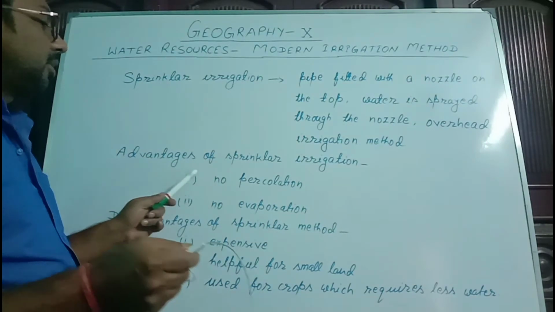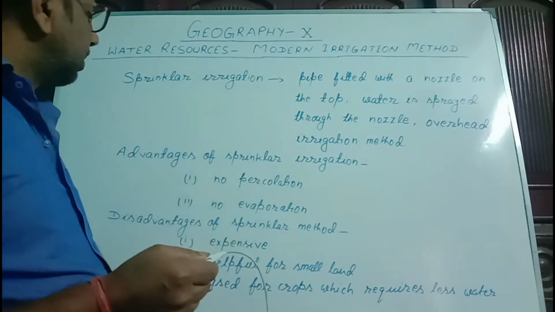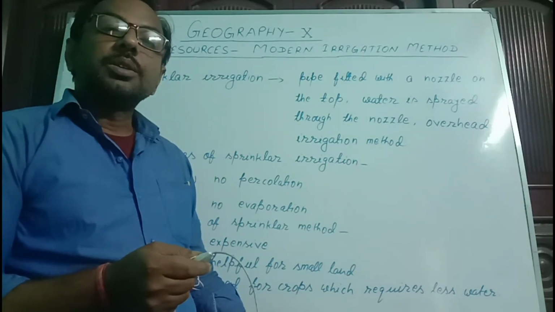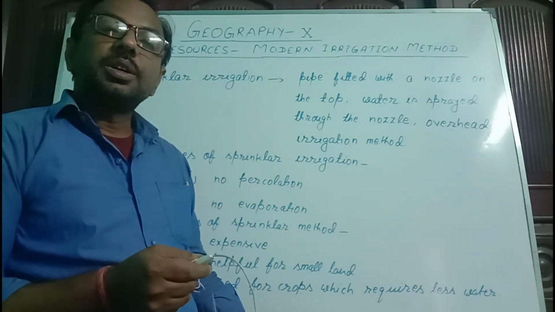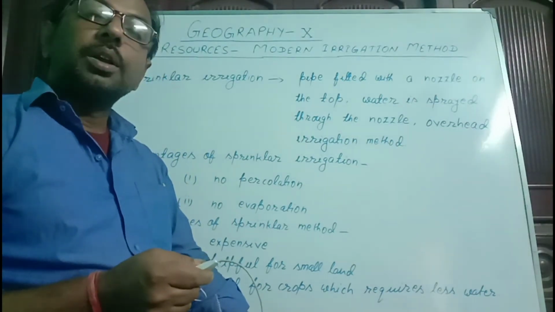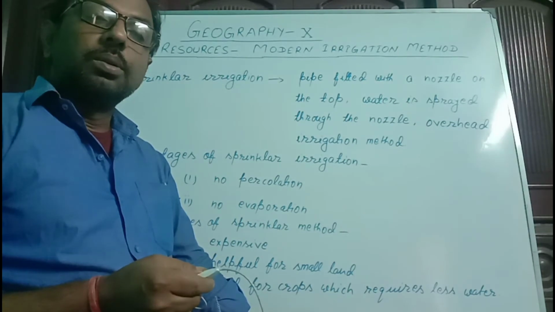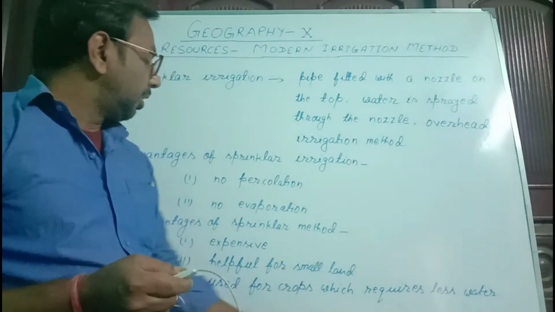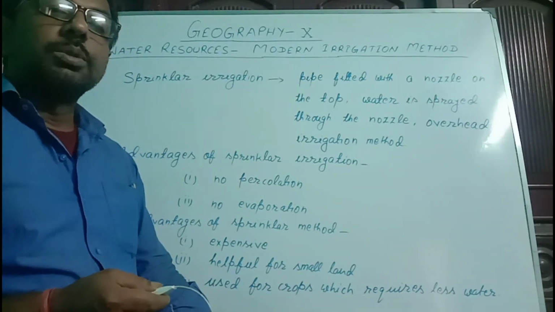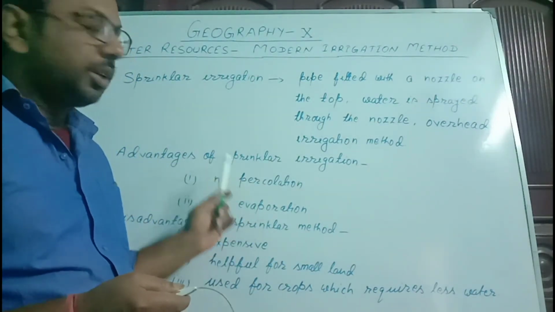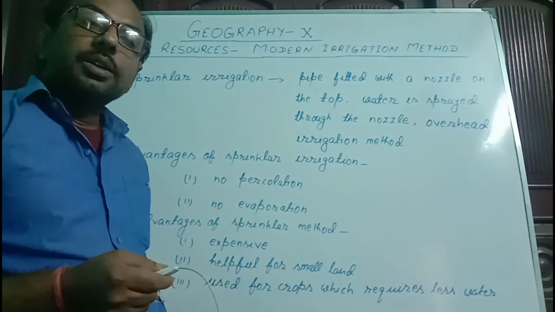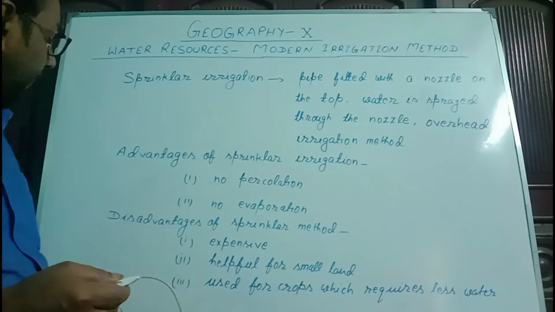Now we see the advantages of sprinkler irrigation. There is no percolation of water because the right amount of water is sprinkled on the crops, so there is no problem of water logging, so there is no percolation. Similarly, there is no evaporation because there is no water logging. These two are the advantages of sprinkler irrigation: no percolation of water and no evaporation of water.